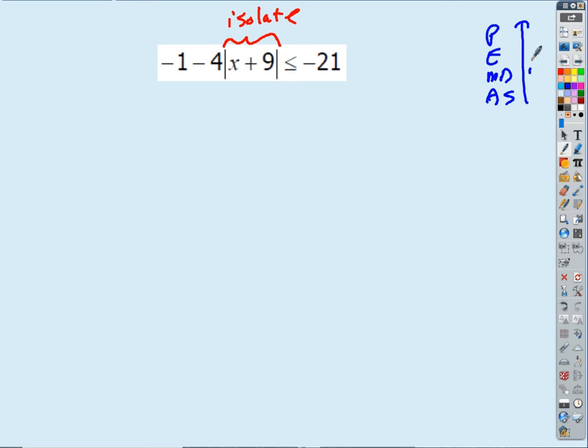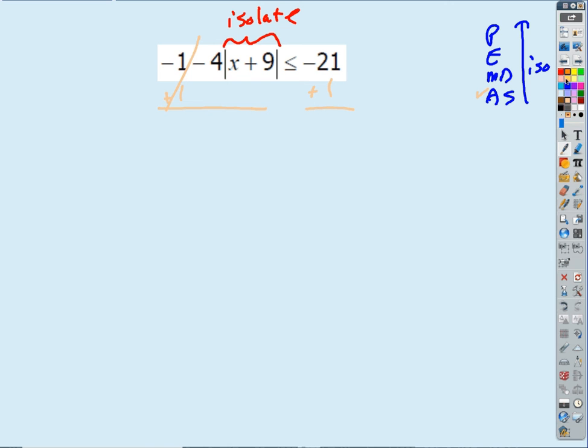If we're trying to isolate something like this, we're going to first of all undo any addition or subtraction. So we want to add 1 to both sides, right? To get rid of that term. Okay, good. So we add 1.